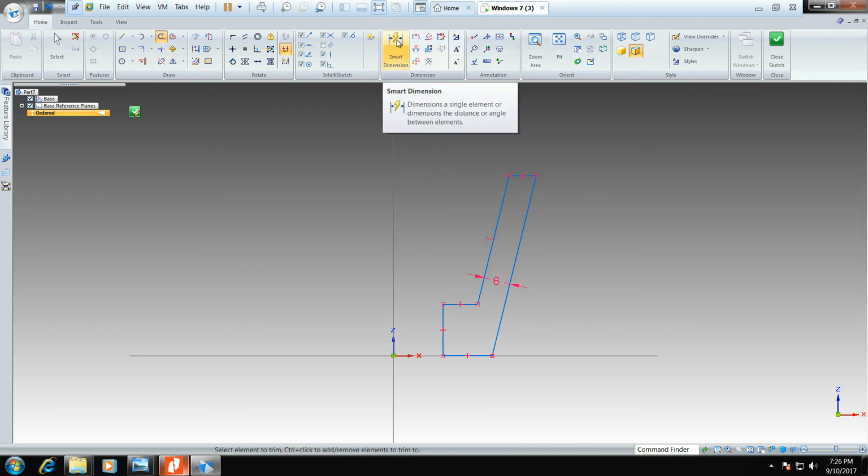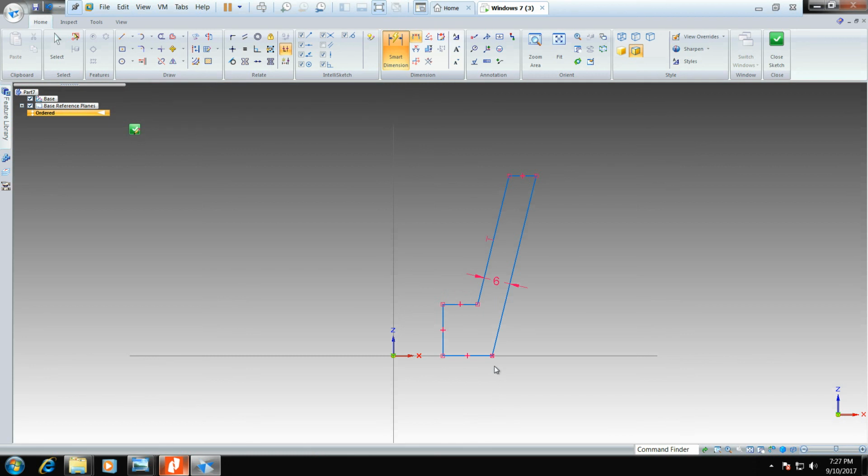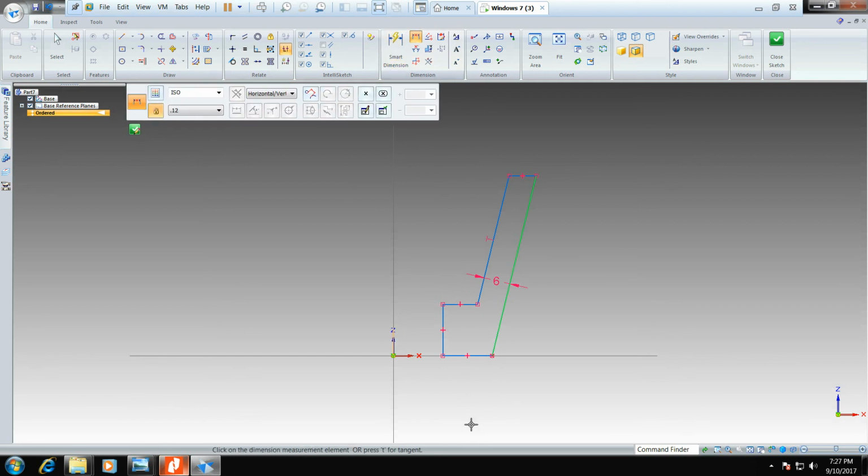Okay, then go for checking the dimensions. This should be 11.25, and from this point to this point it should be 22.5. Okay, then this dimension should be 12. Anyway, this dimension should be 11.25 only. Then from this point to this axis it should be 32.5. Yes. And this dimension should be 7.75.